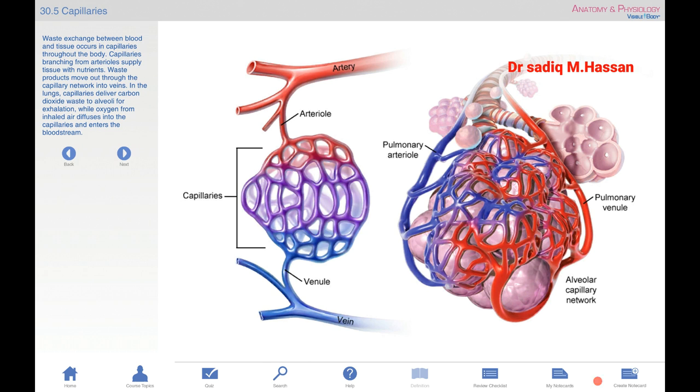Here is the mixed network, venule and arteriole, and in between there is a capillary network, as you see. It becomes red when you come close to the venular side, because it contains less carbon dioxide and is rich with oxygen.